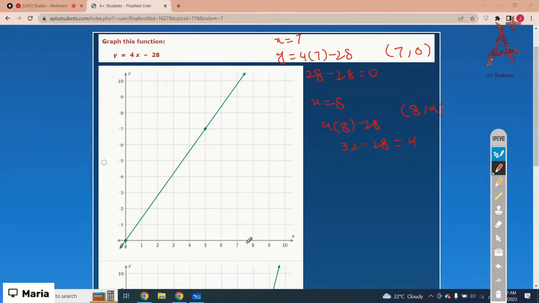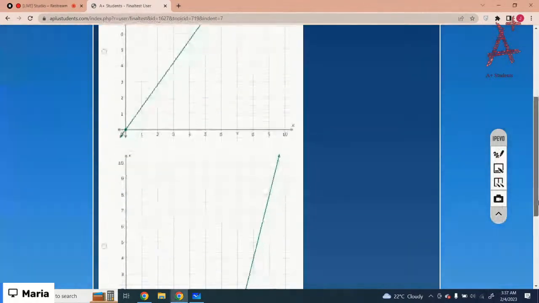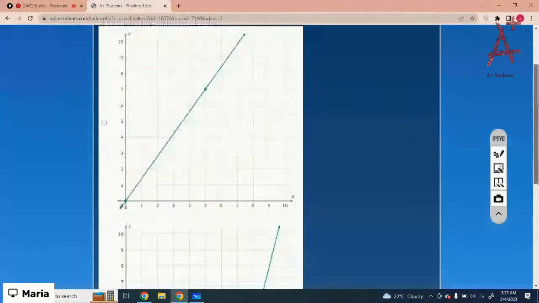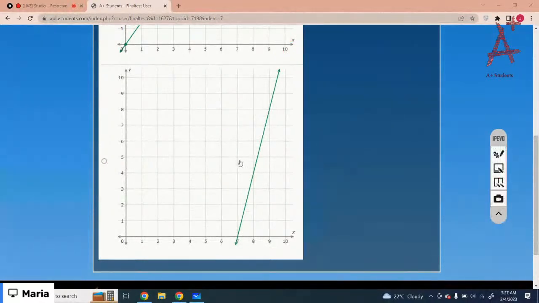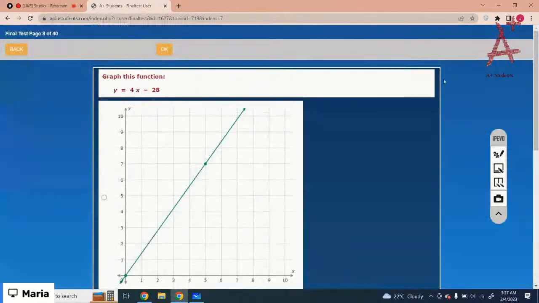Just match: when x equals 7, y has a different value here. This isn't the solution. Just look at the other one. That is the solution actually. When x is 7, y is 0. When x is 8, y is 4. So this graph is the solution of the equation. So the correct option is the second one. Just select the correct option and click on the OK button.